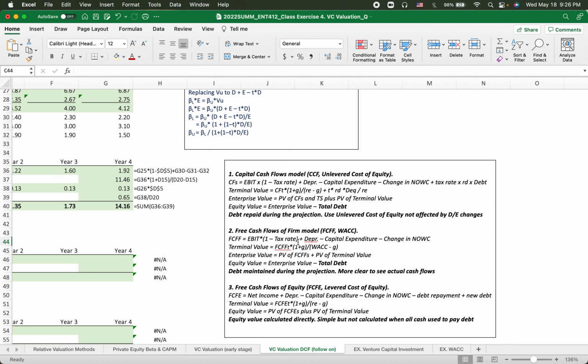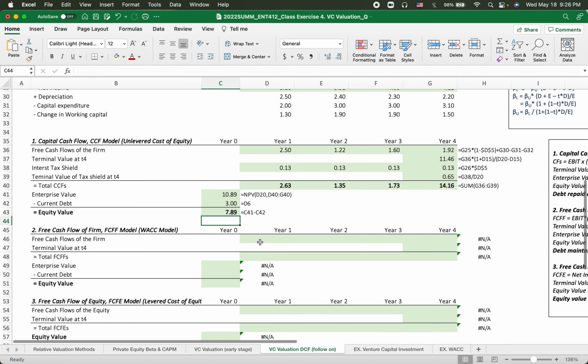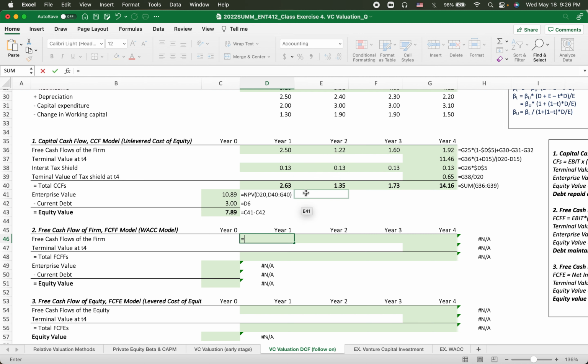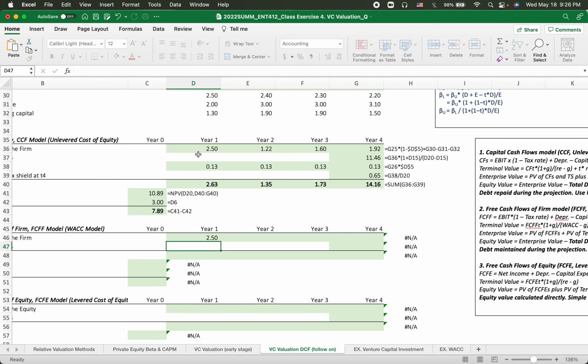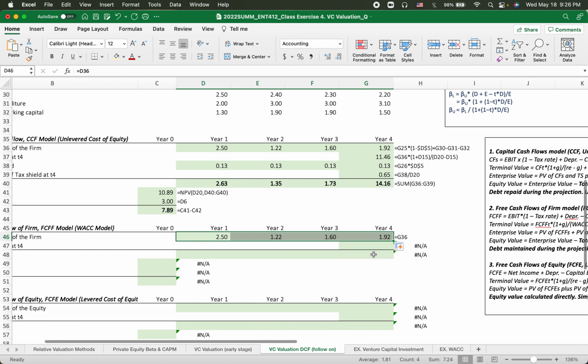But in the free cash flow of the firm model, we simply calculate the firm's cash flows, right? And then we subtract the total debt, assuming that the debt amount is maintained during the projections. So it is clearer to see the actual cash flows. Here, the free cash flow of the firm is exactly the same process as we already calculated here. I'm just going to drag, because equations other than this interest tax shield are the same.